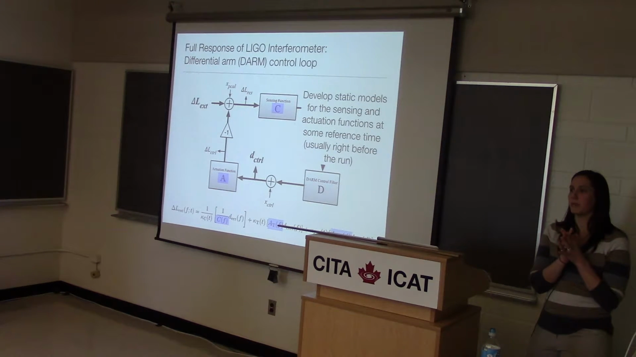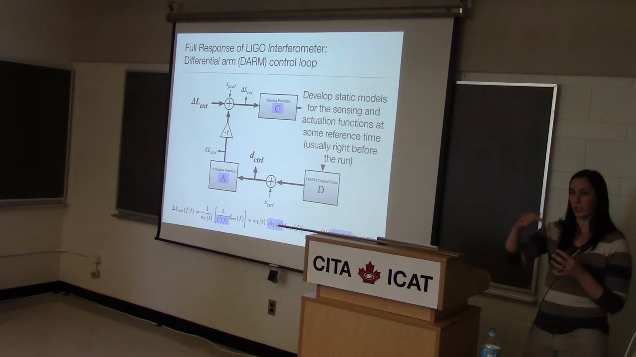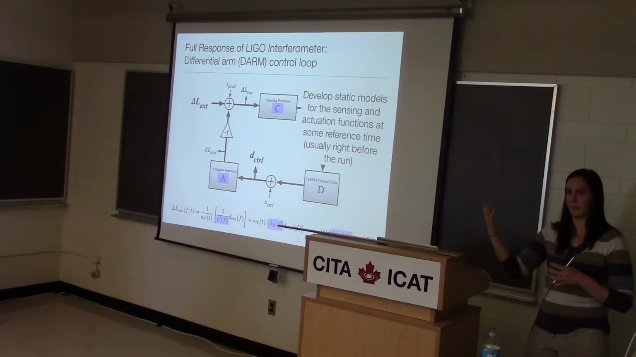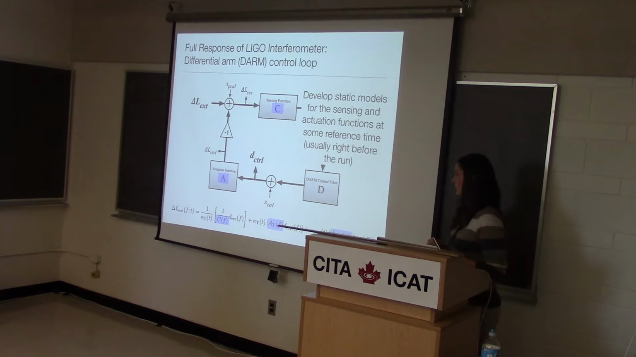I was going to say that we can measure each stage of the actuation independently using our DARM, by exciting our DARM actuators independently and looking at the response in DARM error, the response in our error signal. And from there, you can pick out what the gain has to be.